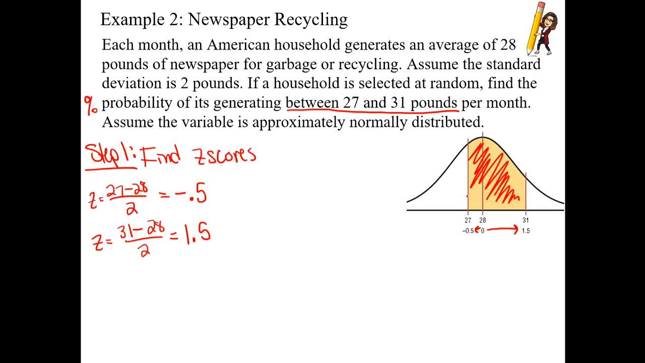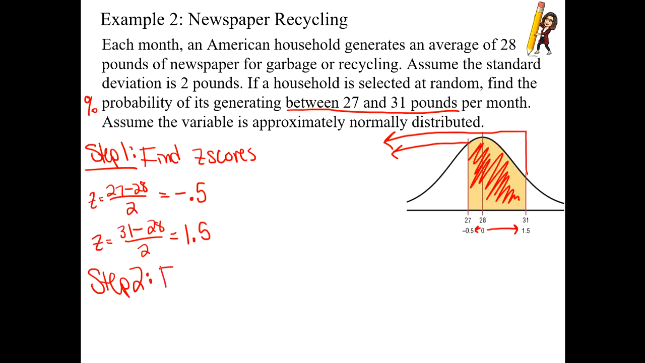But the crux of this whole problem, the pivotal point, is remember that when we look up those values on the chart, it's only going to give us the percent. If we look up 1.5 on our chart, which we will in a second, it's going to give us a percent for everything less than 31, or that standard deviation of 1.5. And if we look up negative 0.5, it's going to give us everything less than that 27 value, or all that white space. So we're going to look up those two values really quick on our charts.